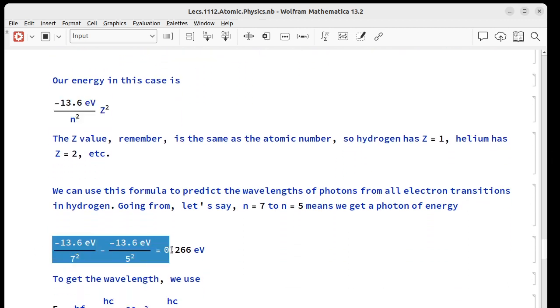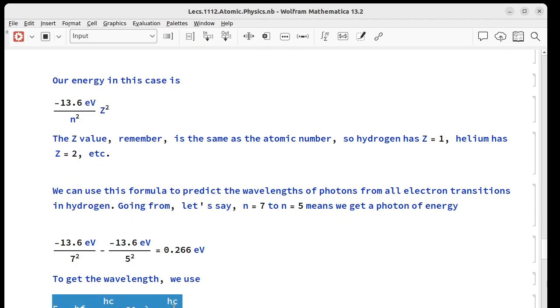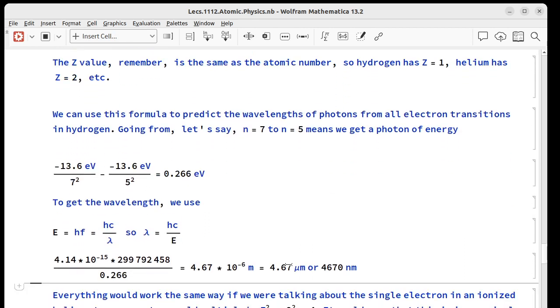Although we can use this as it is for hydrogen, we can look at a different transition here from 7 to 5. We do the same math. We get this wavelength, which is not visible. It's 4,670. What about if we were talking about helium? Well, we'd have a factor of 4 here.